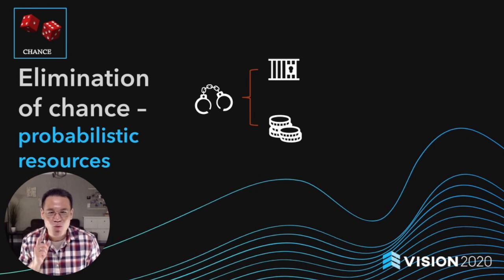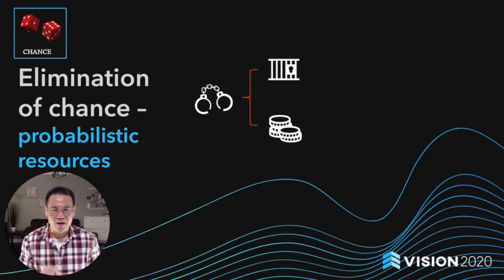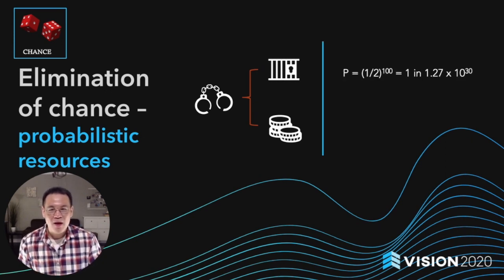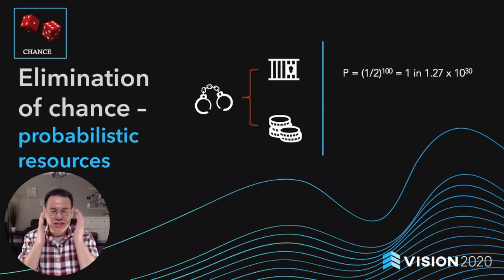But the question is, how long would it really take to flip those 100 heads? It actually turns out to be really, really, really hard. Even 1 trillion years would not be enough. Why? Well, the odds of flipping heads 100 times in a row is 1 over 2 to the 100th power, right? So that's a 1 in 1.2 times 10 to the 30th chance of getting it.